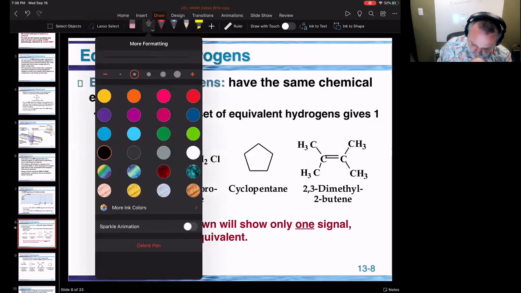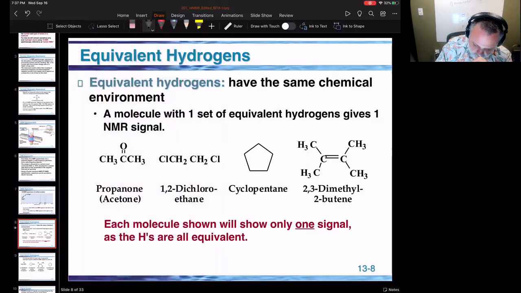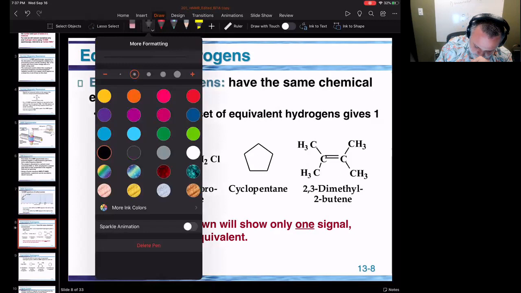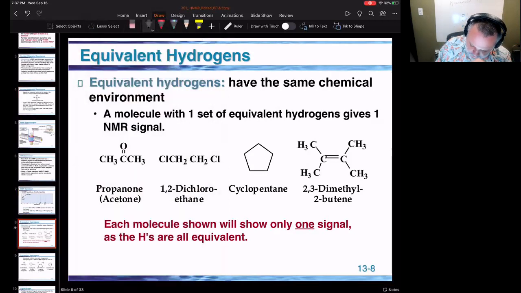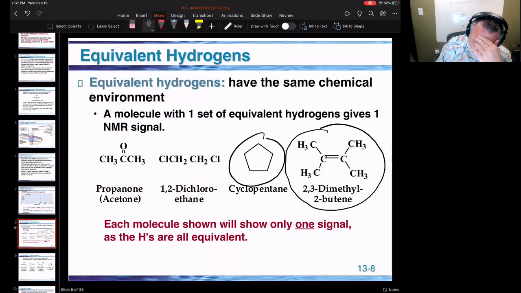Make sure I can use my pen here. Yeah, there it is. These are all giving the same signal because they're all in the same chemical environment.